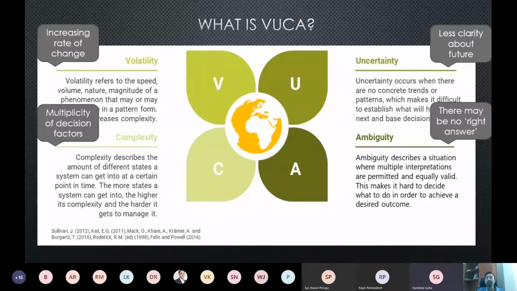So the point is, we know we have been grappling with this complex situation, right? So what should be our approach?